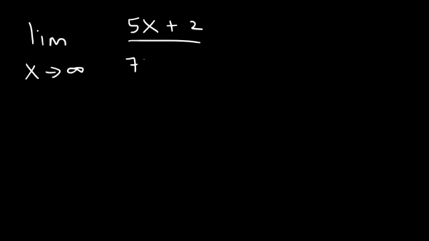So let's say we have the limit as x approaches infinity of 5x plus 2 over 7x minus x squared. The degree of the denominator is 2. The degree of the numerator is 1. So we have a bottom heavy function. Anytime it's bottom heavy, and you have a limit at infinity, it's going to equal 0.